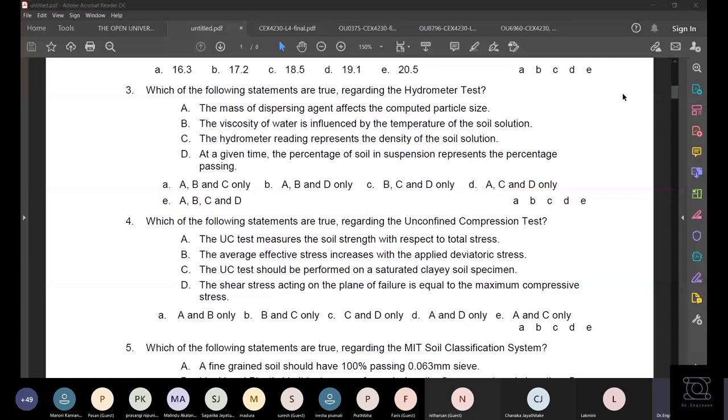If you want to think about it in a simple manner, think about the equation you are using, right? So there is nothing linking the dispersing agent with the particle size. It completely relies on the percent passing. Statements B and C are not an issue. The issue is now in statement D.